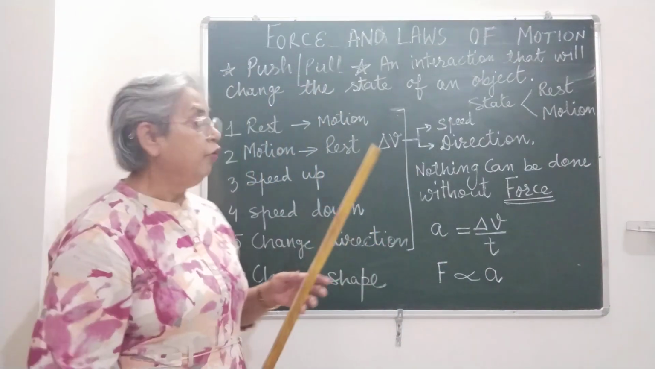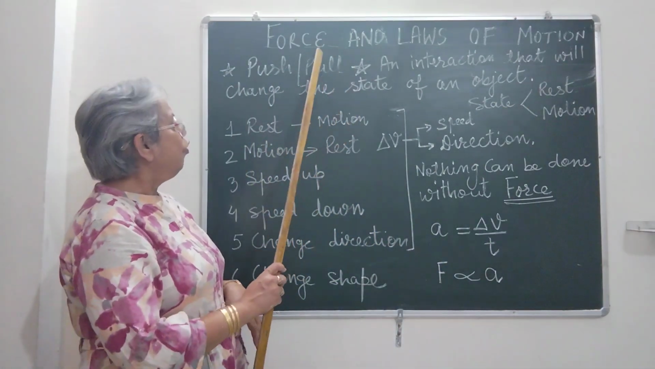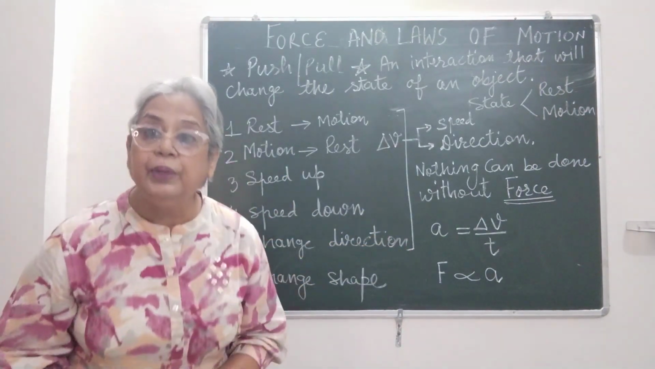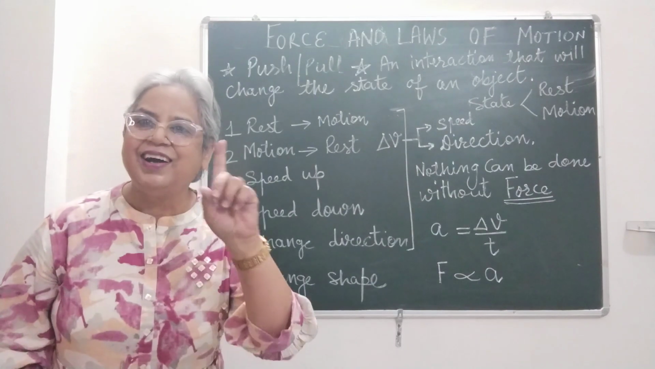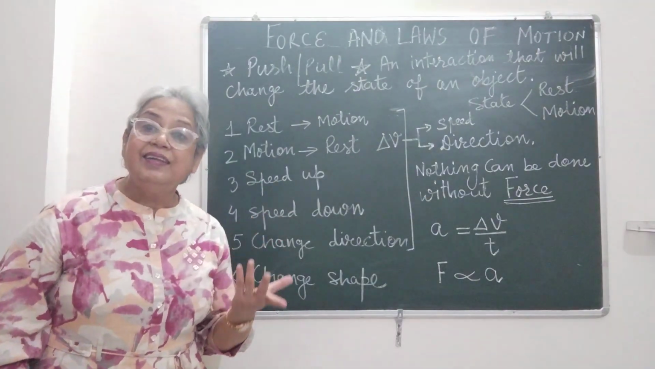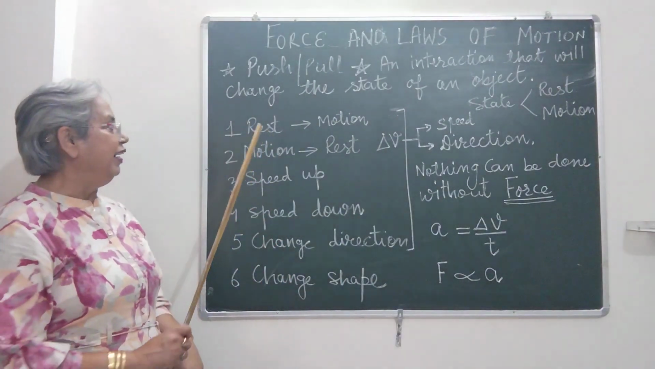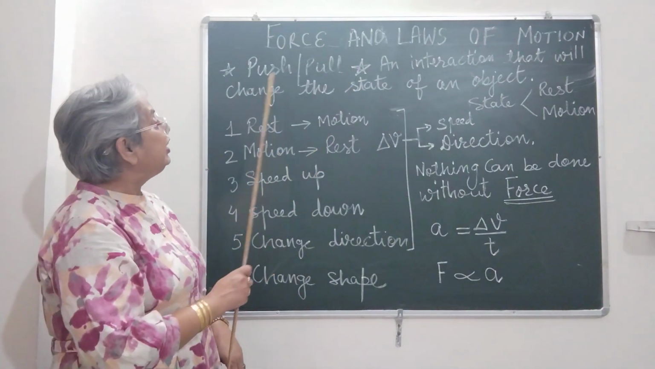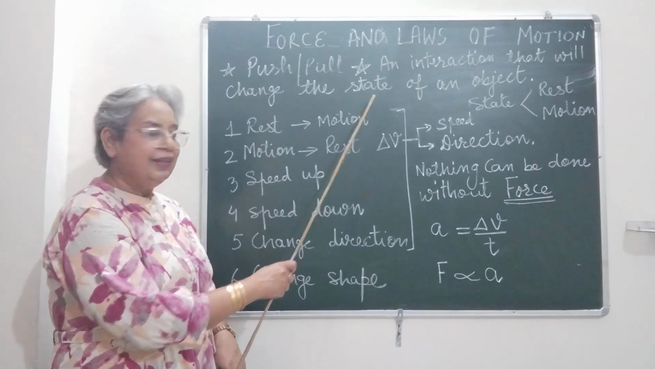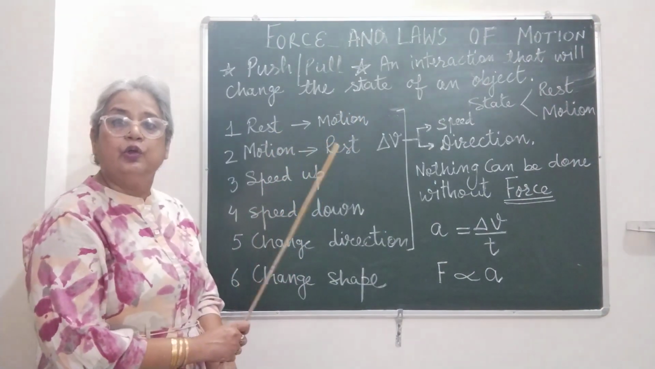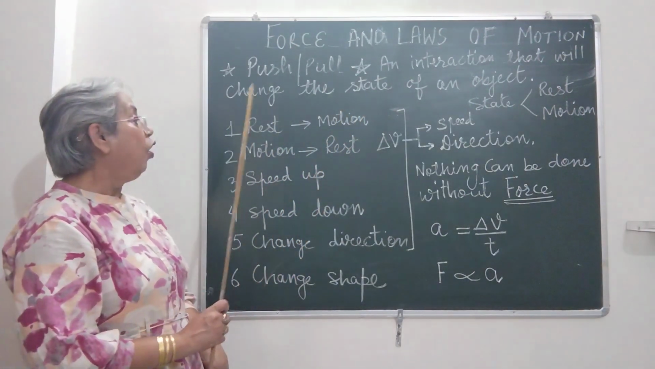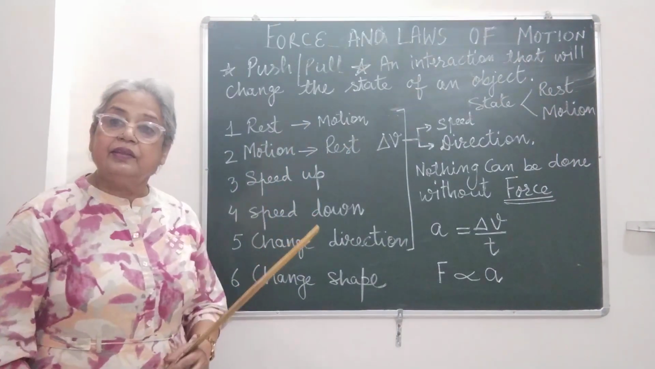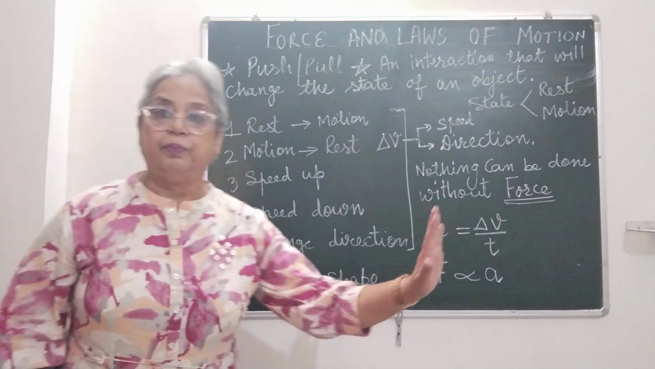Okay? Now, it means force can do 6 things. How many things? 5 plus 1, 6. Now, what are these 6 things? Number 1, it can make an object change the state from rest to motion, or second case motion to rest. Third case, it can speed up.